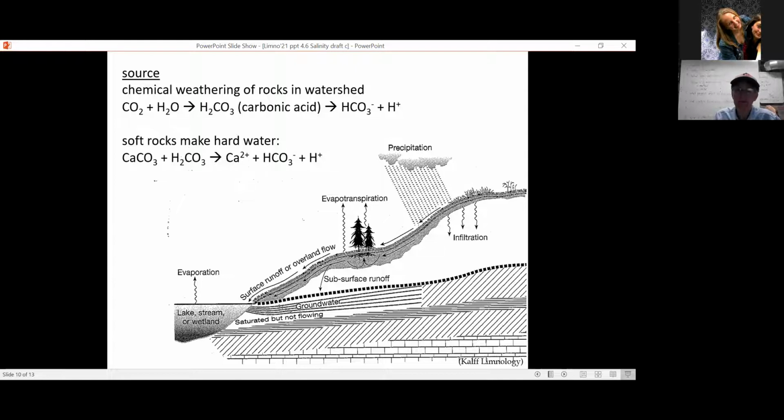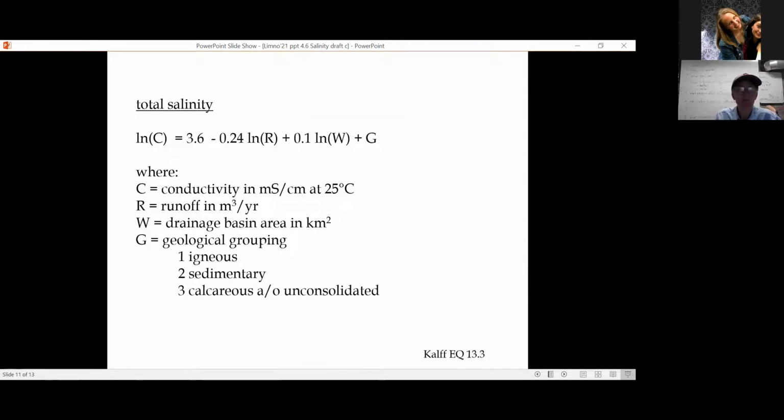Now, there are some other sources of ions to lakes. And that goes into a formula like this, based on the geological grouping, as you see in this formula.